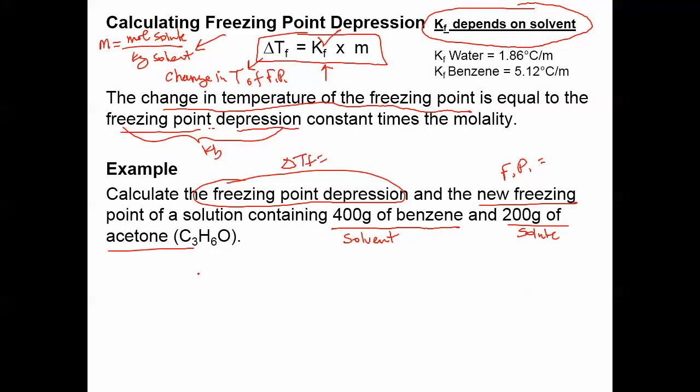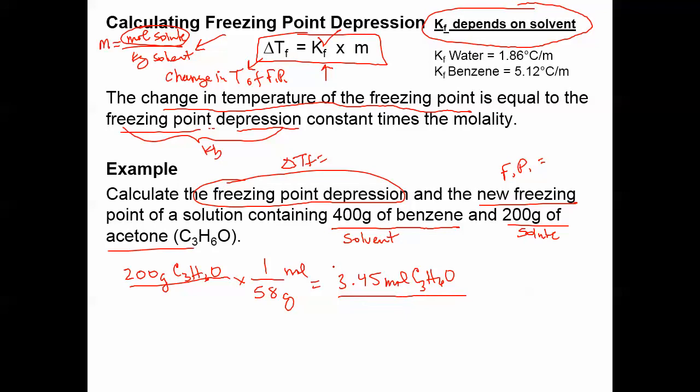So in this case, like I said, I'm given 200 grams of the solute. In this case, it's acetone, so C3H6O. And remember, my solute has to be in moles based on my formula. So this is going to be converted to moles. So 1 mole equals the molar mass. For acetone, I believe the molar mass is 58. And 200 divided by 58 gives you 3.45 moles of acetone, which again is C3H6O. That's my solute, so it's going to go on the top of my molality formula.